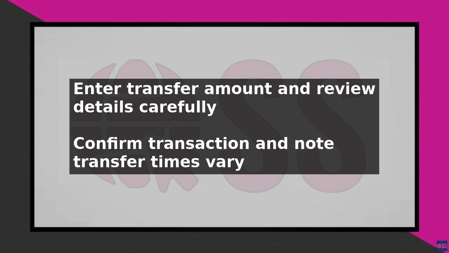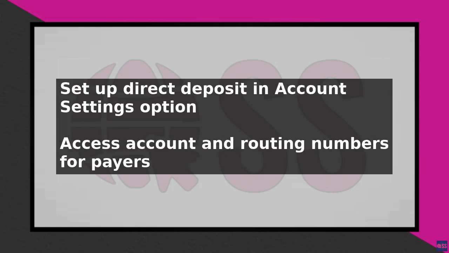have your paycheck or other regular deposits sent directly to your Robinhood account. To do this, navigate to the account settings and select the direct deposit option. From there, you will be able to access your account and routing numbers, which you can provide to your employer or other payers to set up direct deposit.